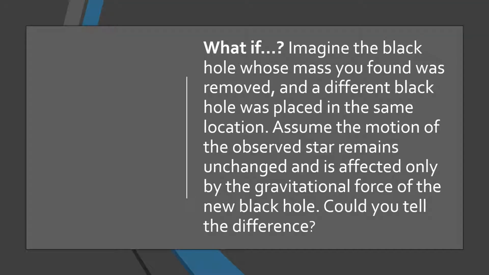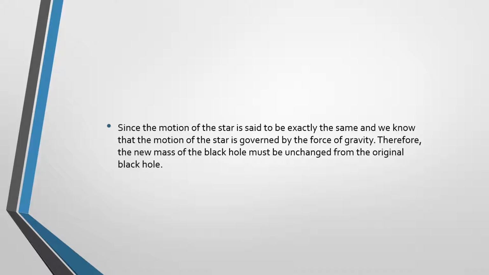What if? Imagine the black hole whose mass you found was removed, and a different black hole was replaced in the same location. Assume the motion of the observed star remains unchanged and is affected only by the gravitational force of the new black hole. Could you tell the difference? In other words, is it possible for you to find a value for the mass of the new black hole that is different from the mass you found for the original one? Well, since the motion of the star is said to be exactly the same, and we know the motion of the star is governed by the force of gravity, therefore the new mass of the black hole must be unchanged from the original black hole.